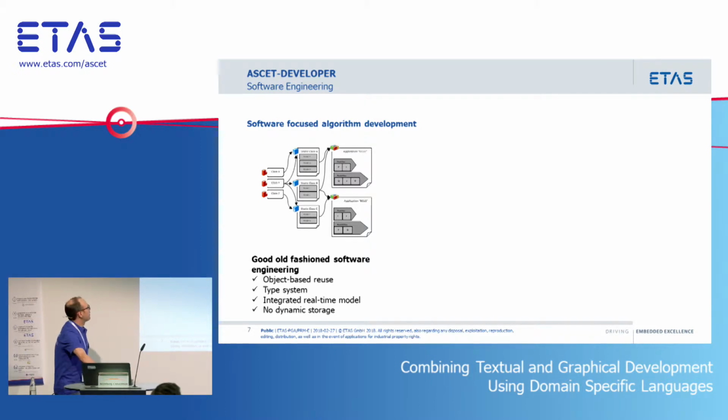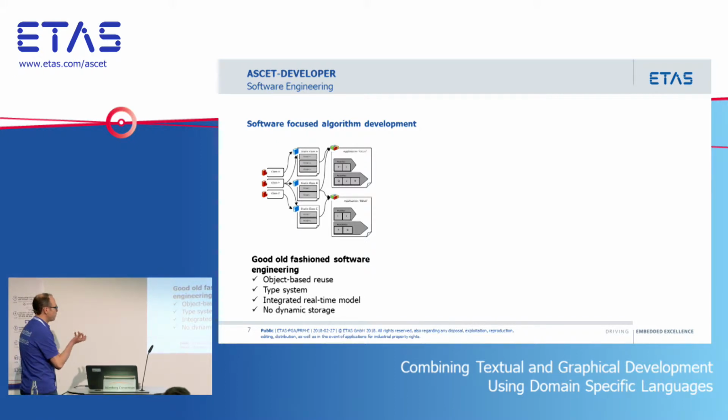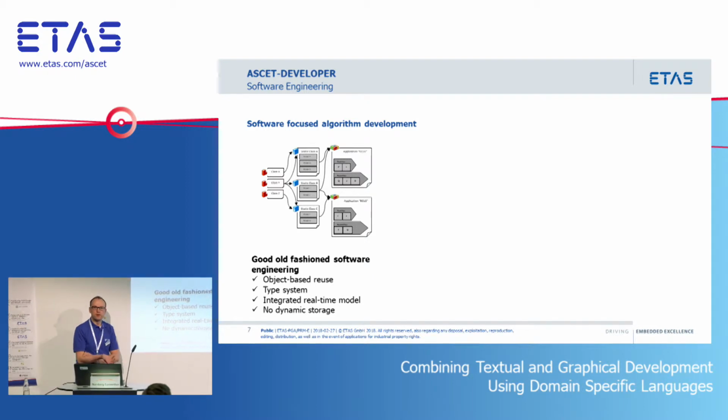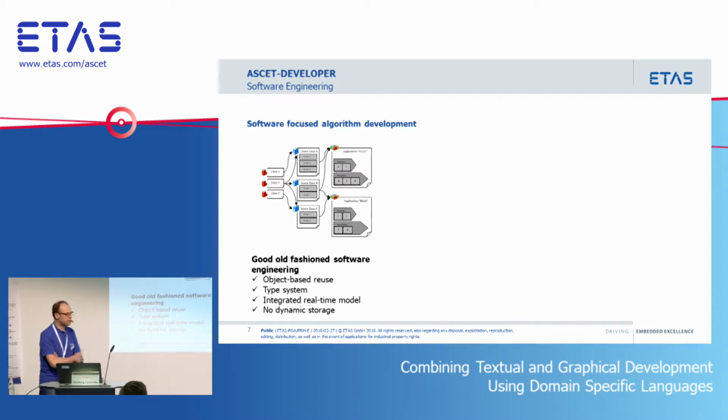So ASCET's about essentially software-focused algorithm development. So it's not about designing control strategies. It's about actually, I know what I want to build, and I want to get that into code, and I want that code to be correct. So what ASCET actually embodies is what you call good old-fashioned software engineering. Anybody that's studied computer science at a university knows about all this stuff.